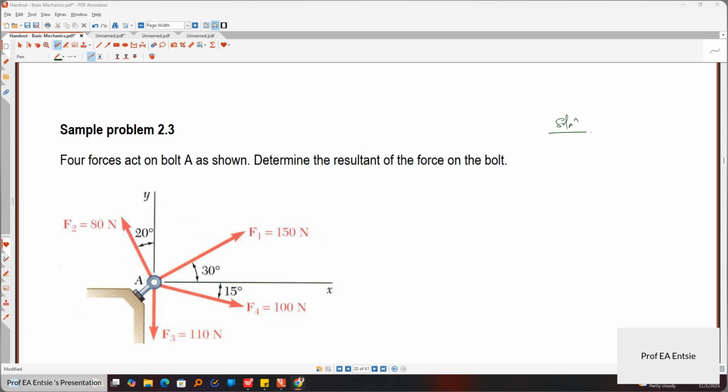Yes, hello. So another problem here, sample problem 2.3. Four forces act on boat A. Determine the resultant of the forces on the boat.